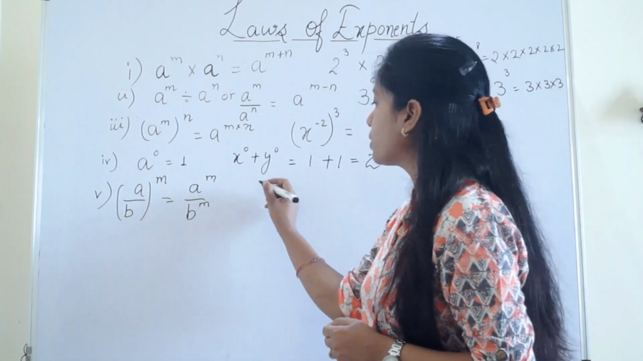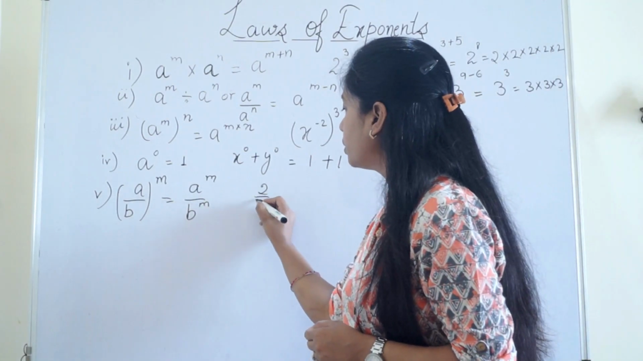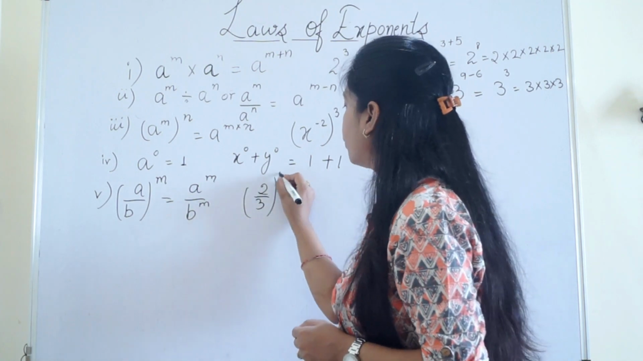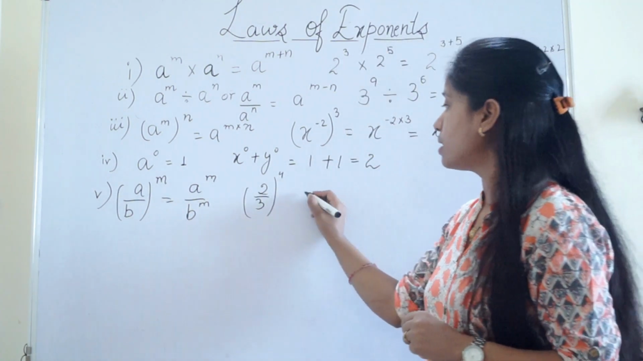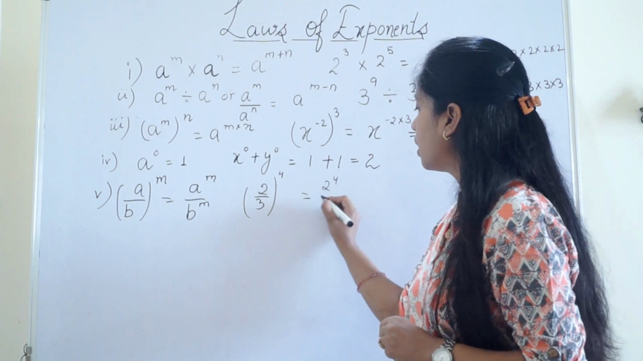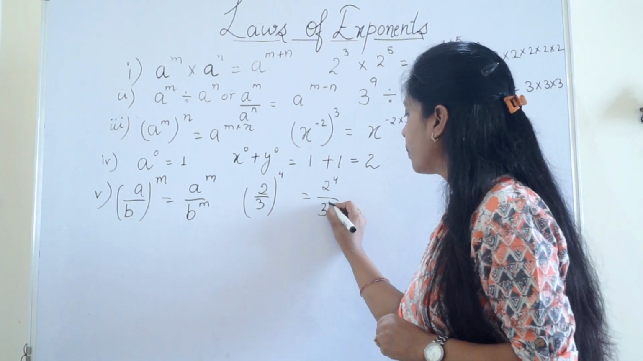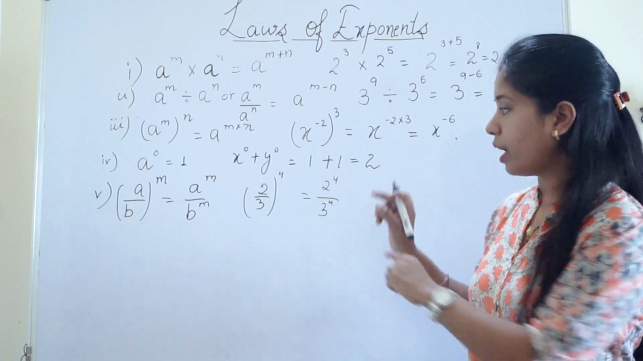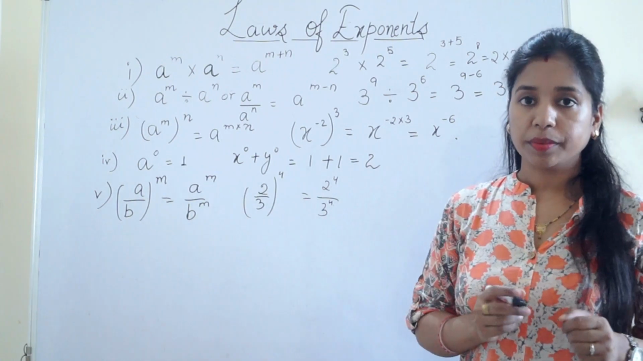For example, suppose I am having here 2 upon 3 and the power is 4. So we can also write it like this: 2 to the power 4 upon 3 to the power 4. So here the power is getting distributed.